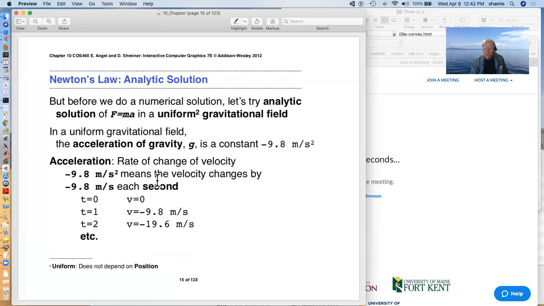I'll do an analytic solution here quickly. Uniform gravity, the acceleration of gravity is negative 9.8 meters per second squared. That means that at time 0, we start at v0. At 1 second, we're moving 9.8. At 2 seconds, we're moving 19.6, etc. The velocity increases with this rate.